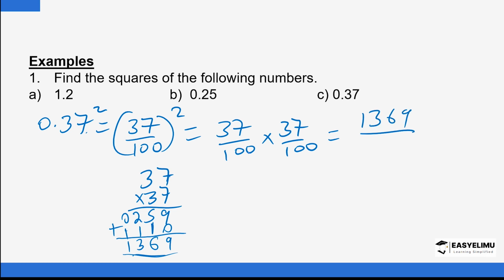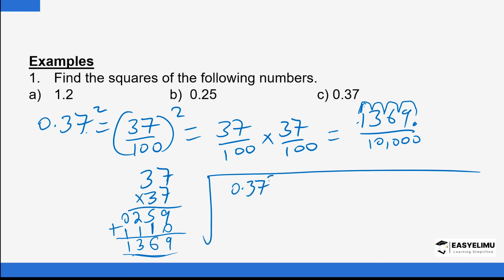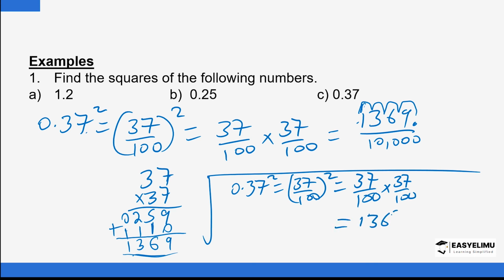And then 100 by 100 is 10,000. So again, the decimal point will move to the left a number of steps equal to the number of zeros down here. So 1, 2, 3, 4. So this is where the decimal point will be. So what it means is that 0.37 squared, which is 37 over 100 squared, which is equal to 37 over 100 times 37 over 100, should be equal to 1369 over 10,000. That is 0.1369.